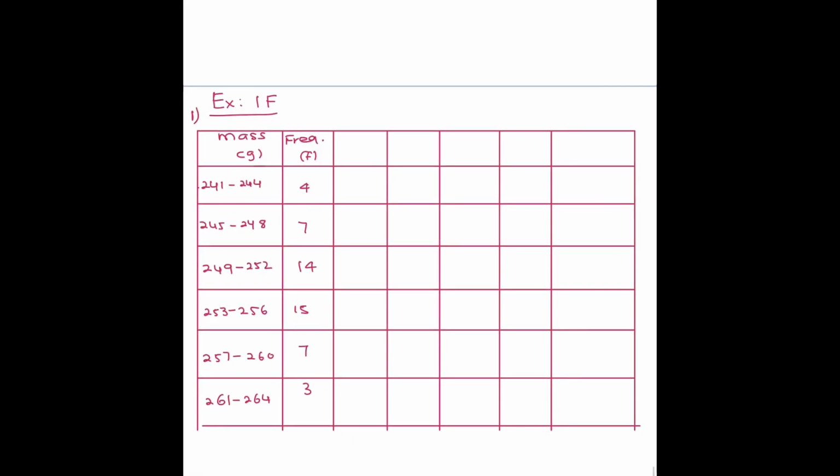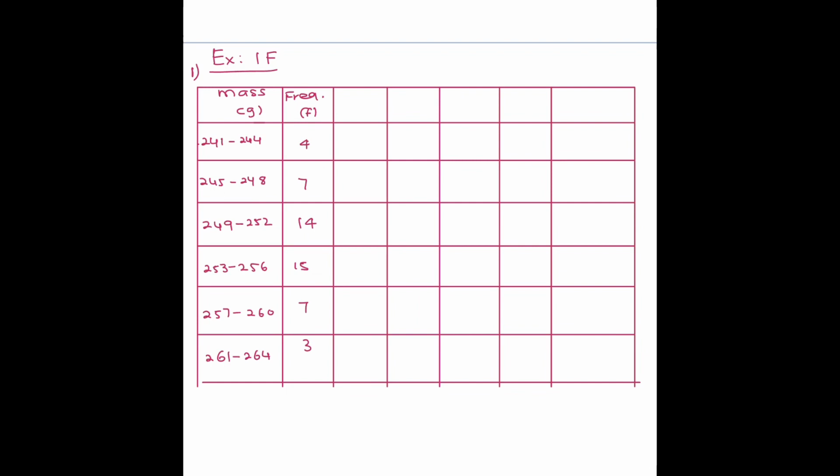Exercise 1F, question 1. Calculate the mean and standard deviation of the following masses. Measure to the nearest gram using a suitable assumed mean. So mass and frequency. Masses are given 241 to 244, 245 to 248 and so on. Frequencies are given 4, 7, 14 and so on.